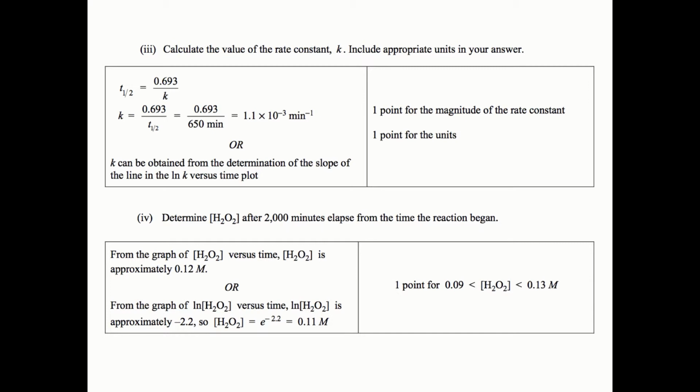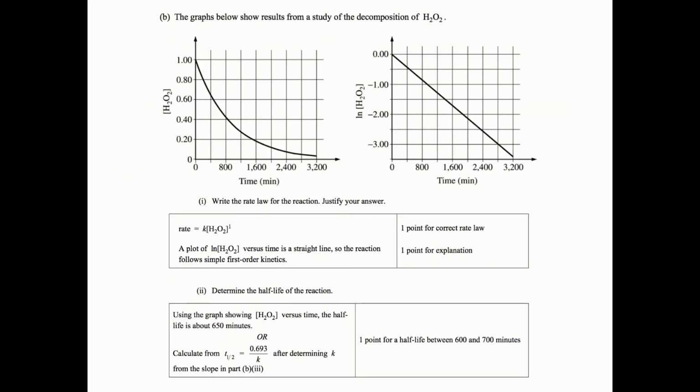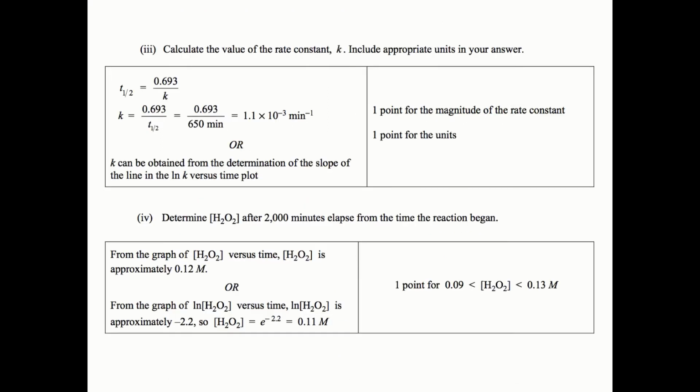In part III, it says calculate the value of the rate constant k. Include appropriate units in your answer. Again, there are two ways to do this. First of all, you can say, all right, I know what my half-life is. We said it was, let's say, for example, 650. Plug it into your equation and you can get your k, which in this case would be 1.1 times 10 to the negative third. Now, please be careful with your units for k.